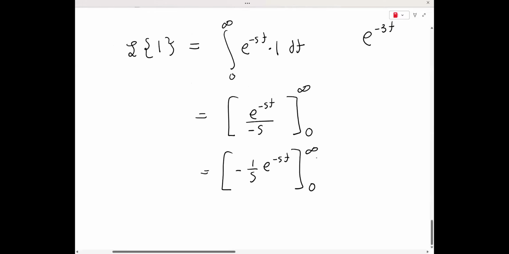Now you put in your upper and lower limits. What happens if you put in infinity here? What would this become? We'll assume s is greater than 0, because if s is greater than 0, then this goes to 0 here. That'd be 0 in the upper, minus the lower.